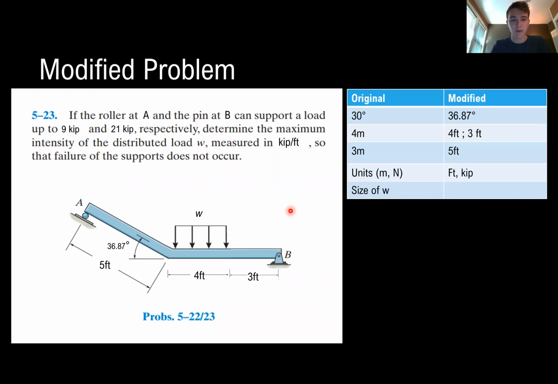So in our modified problem, we've changed the angle, we've changed the distance from A to the bend here. We've also changed B to the bend here. We've changed the units from meters to feet and newtons to kips. We've changed the size of the distributed load.